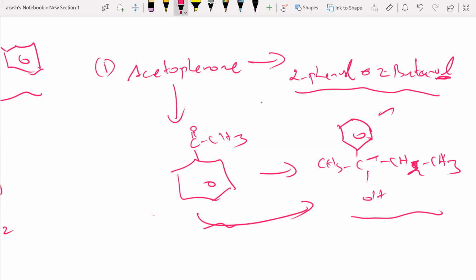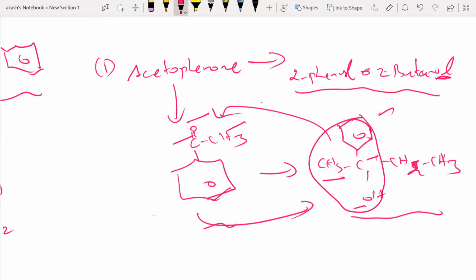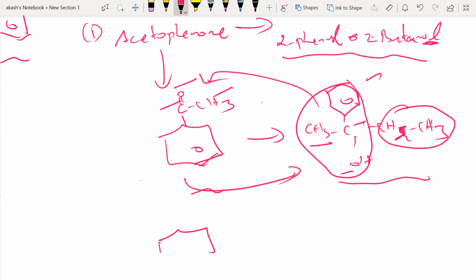Benzene ring, carbon, oxygen, CH3. This part is coming from the compound itself. What am I having extra? I'm having extra only this. Very simple. So obviously that should have come from your Grignard reagent. No other go. Right? So if I can just write the mechanism for you.